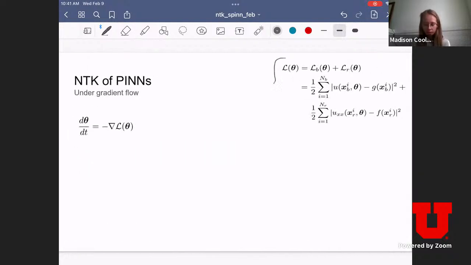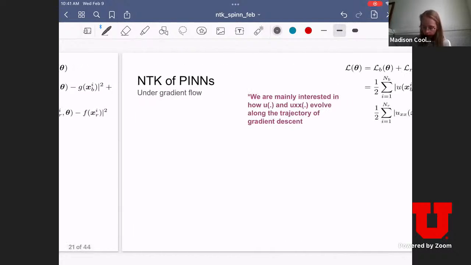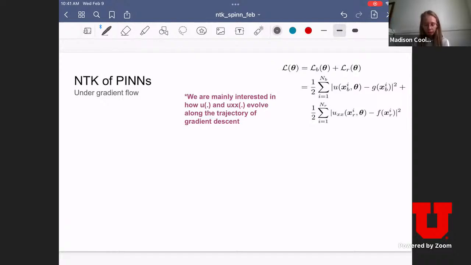And so if we consider the PINN loss function again, specifically for the modeling example that I introduced, in the paper they say that it should also apply to other differential operators. To understand PINNs and the training dynamics better, what we want to know is how these two terms evolve along the trajectory of gradient descent. That would be described by the derivative of each as they change during training. This is what we're mainly interested in.